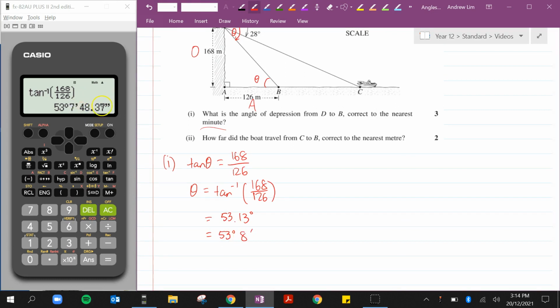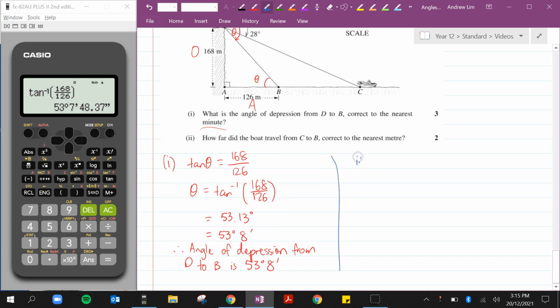Okay, this is 48 seconds. Because there are 60 seconds in a minute, if this is over 30, over halfway, then we need to round the minutes up. It is, that's why I've rounded up to 8 minutes. So therefore, angle of depression from D to B is 53 degrees and 8 minutes.